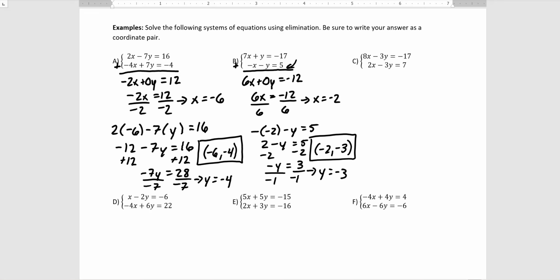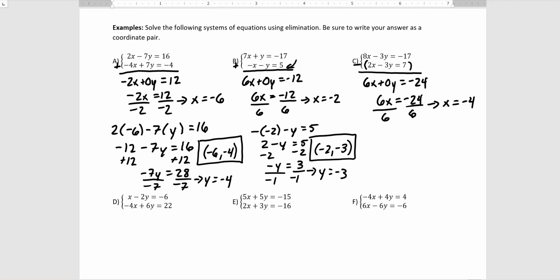All right, let's see how we did on letter C. Notice 8x minus 3y equals negative 17, 2x minus 3y equals 7. If we tried to add these together, we'd get negative 3y plus negative 3y, which would give us negative 6y, which would not be very helpful. Instead, we need to subtract the bottom equation from the top equation. So 8x minus 2x is 6x. Negative 3y minus negative 3y is 0, because subtracting a negative becomes a positive. And negative 17 minus 7 is negative 24. So we find 6x equals negative 24. Divide by 6, divide by 6, and that tells us x equals negative 4.